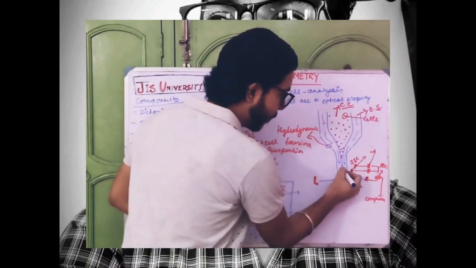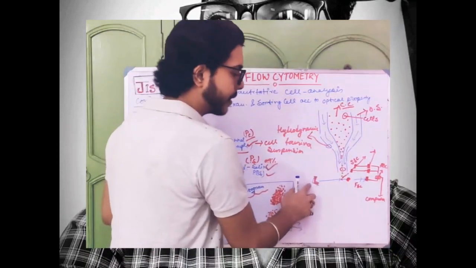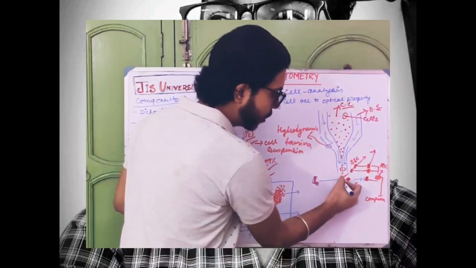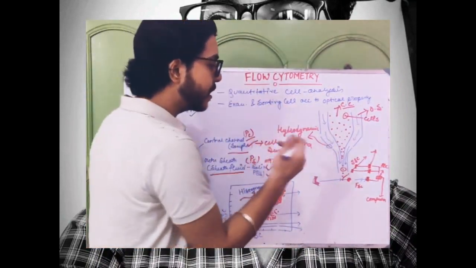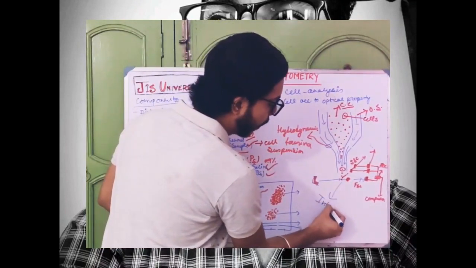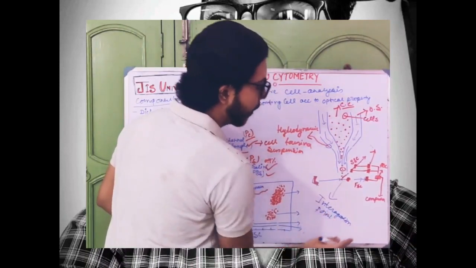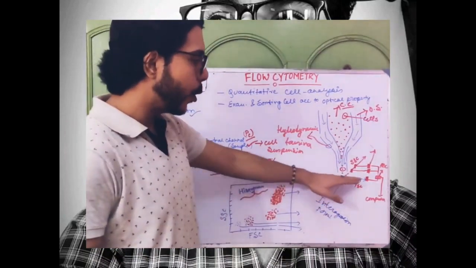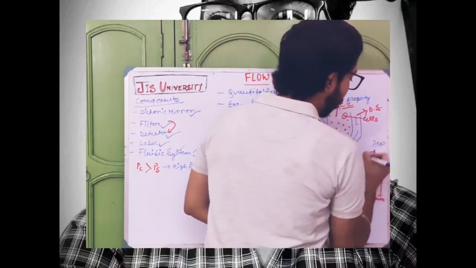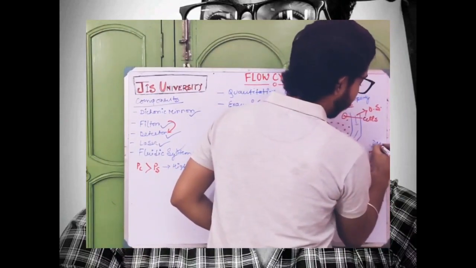So here the cell is coming, and from here the laser beam is there. The laser beam is going in this direction. The point where one single cell is touching the laser beam is called the interrogation point. From the interrogation point, it is going to the PMT. This arrow portion is called PMT, photomultiplier tube. Sorry, it is called PMT.